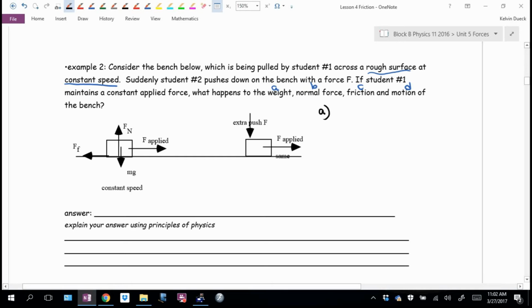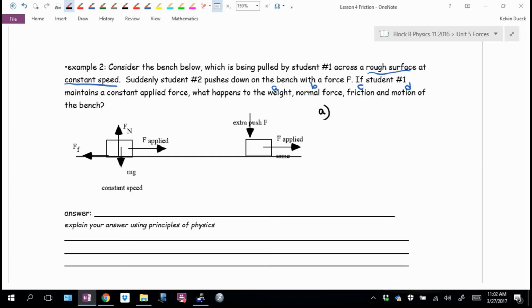So Tato is pushing the bench across the floor, and then he's keeping it going at a constant speed. Gio comes along and sits on the bench. What happens to the weight of the bench? Now, what was weight a synonym for? The force of what? Gravity, the mg.